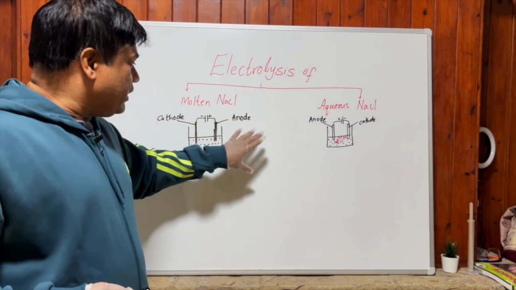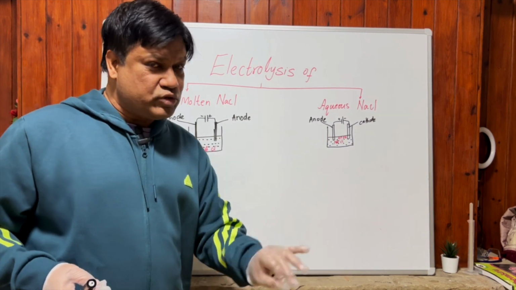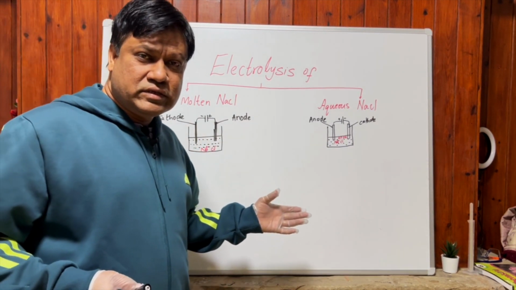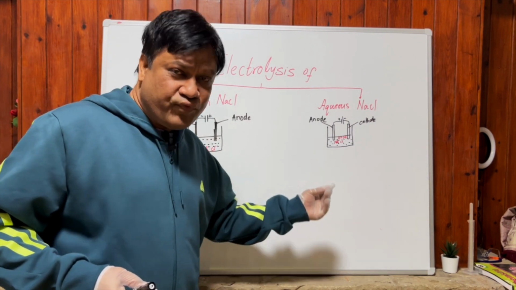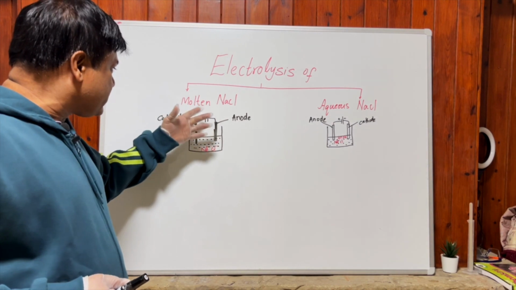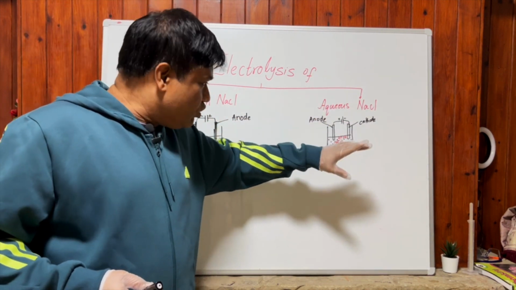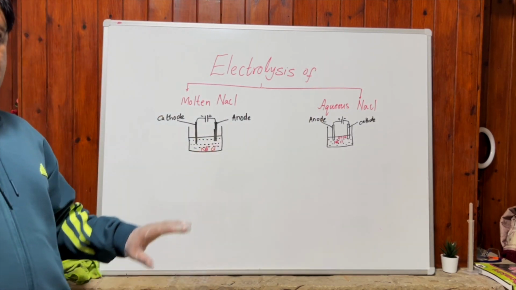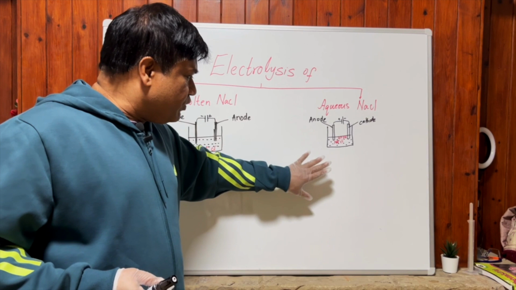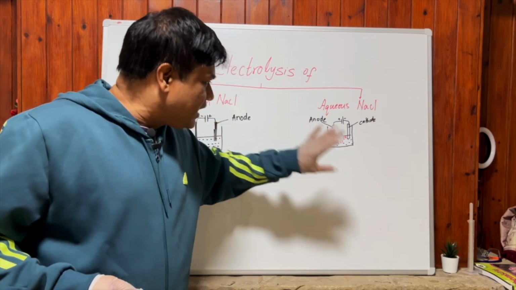We know that ionic compounds conduct electricity. Any guesses why? Because they have free ions. They can conduct electricity only in the molten condition or in aqueous solution, not in the solid state. For solid ionic compounds, there is no movement of ions. That's why they can't conduct electricity.